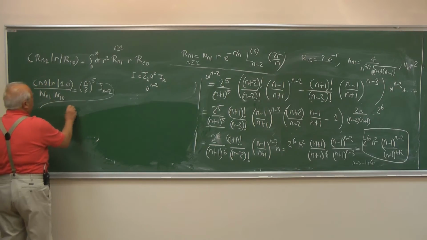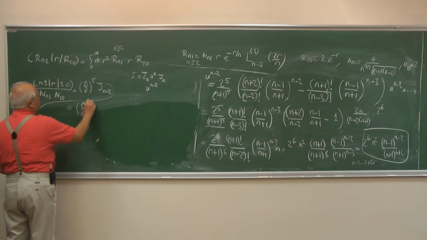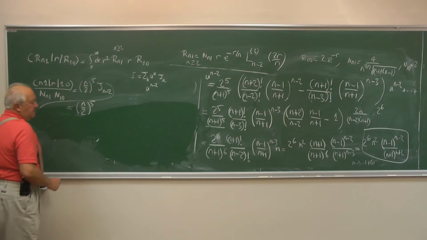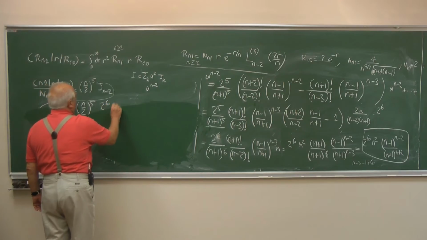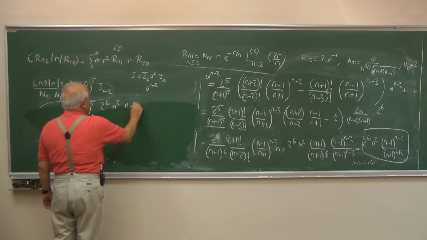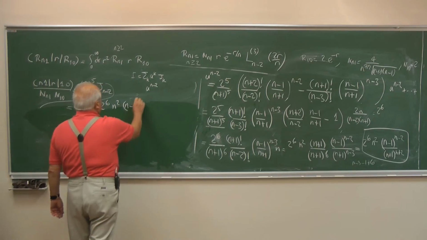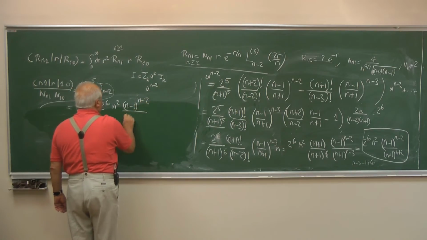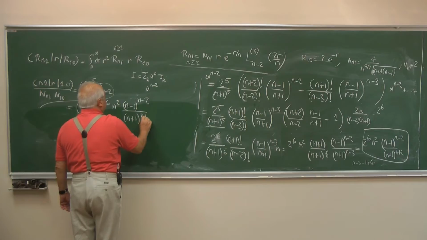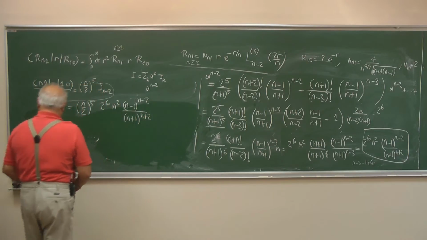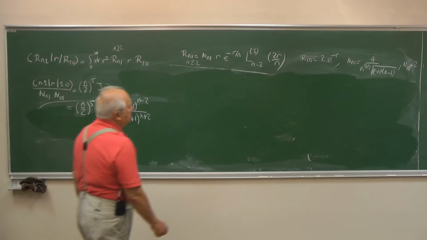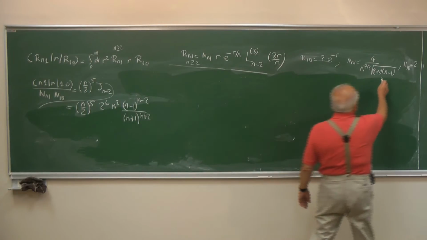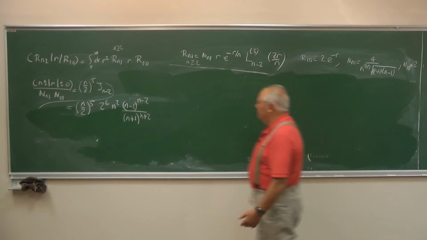This is equal to n over 2, 5 times 2 to the 6 square n minus 1 n minus 2 over n plus 1 n plus 2. Okay, I'm erasing all the rest. Now we have the normalization coefficients. We will put them in.